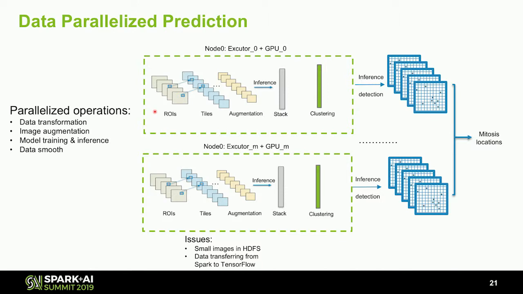In the inference period, the approach is very straightforward. We use Apache Spark to load the model graph with model weights for each GPU, and run the data normalization and inference inside each GPU. And it can speed up the inference time linearly.